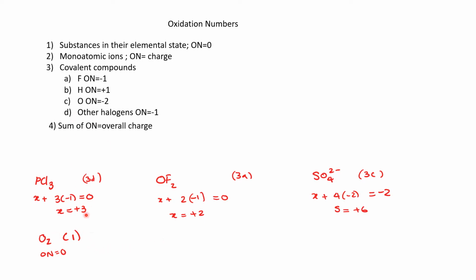Oxygen. Rule number 1 says substances in their elemental state have an oxidation number of 0. So oxygen has oxidation number of 0. Same goes for phosphorus. So this is the elemental state of phosphorus. According to rule number 1, it has oxidation number of 0. Sodium. When sodium is in its solid elemental state, according to rule number 1, it has oxidation number of 0. Same goes for chlorine. When something is in elemental state, it has a 0 oxidation number.